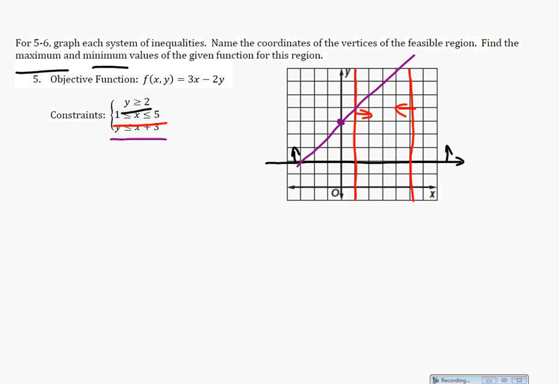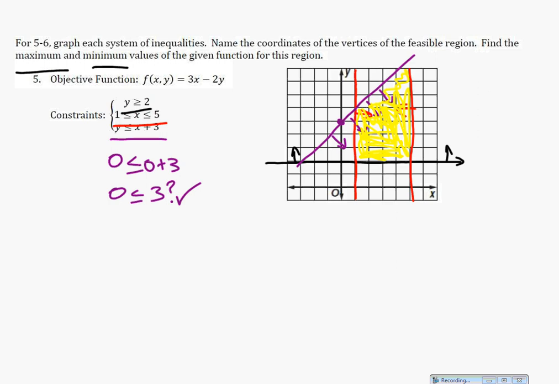And then I'm going to see, do I shade? 0 less than or equal to 0 plus 3? Is 0 less than or equal to 3? Yes. So that means I'm going to shade down and in. So now, where does all that overlap? Well, all that overlaps right here. So there is my feasible region.